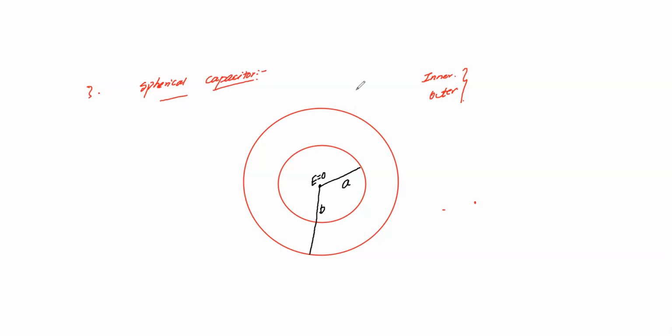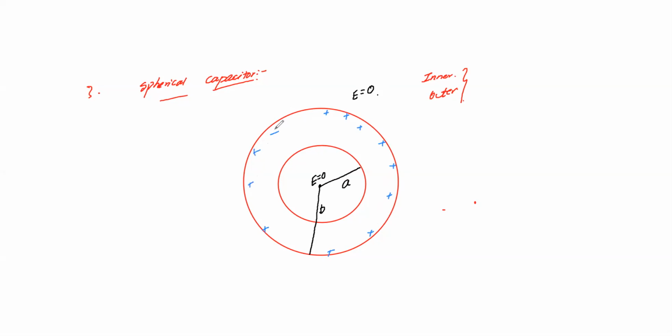Outside of the conductor also, the electric field E is equal to 0. Within the conductor only, there will be some electric field. For that, I'm just assuming there will be some charges. So for the outer spherical shell, I'm taking it as positive charge.